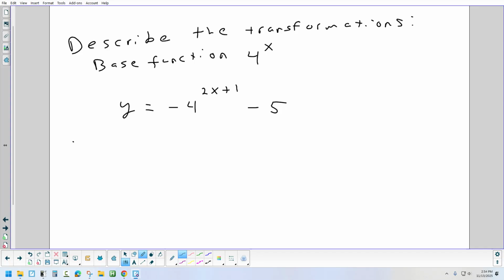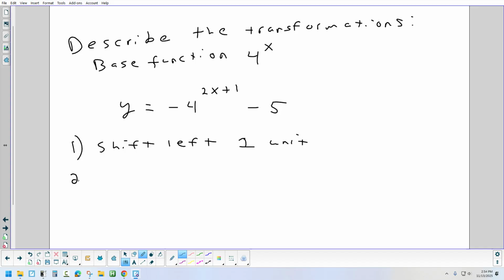So what does a plus 1 do? Yep. Shift it left 1. That's going to shift it left 1. So shift left 1 unit.